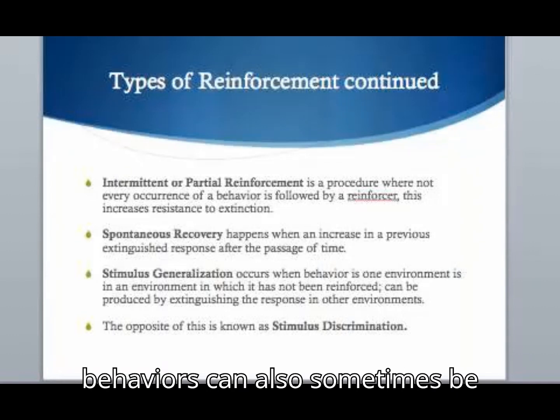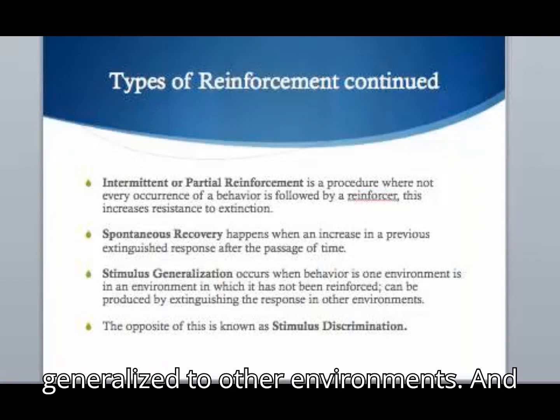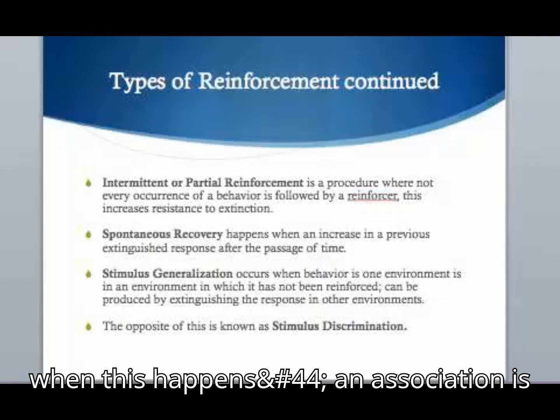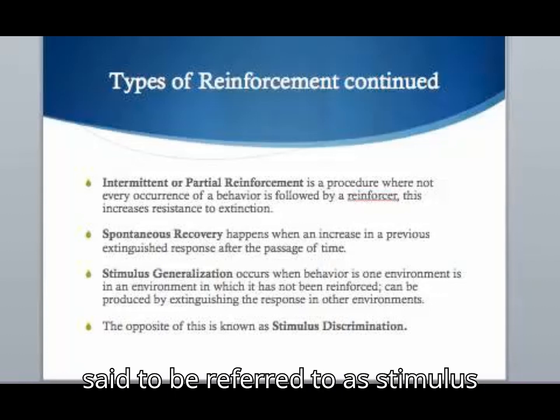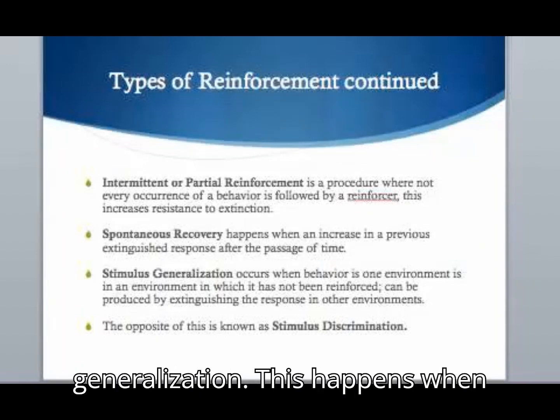Now, these reinforced behaviors can also sometimes be generalized to other environments. And when this happens, the association is referred to as stimulus generalization.